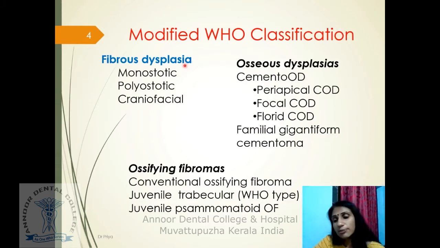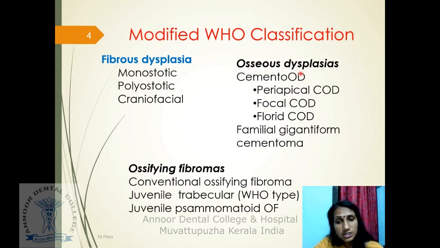Now this is a modified WHO classification of fibro-osseous lesions, the classification given by WHO. Fibro-osseous lesions are further divided into fibrous dysplasia, osseous dysplasias, and ossifying fibroma. So you have three categories of disease under fibro-osseous. Fibrous dysplasia is further divided into monostotic, polyostotic, and craniofacial forms. That is single bone, multiple bones, and the disease which affects the craniofacial region.